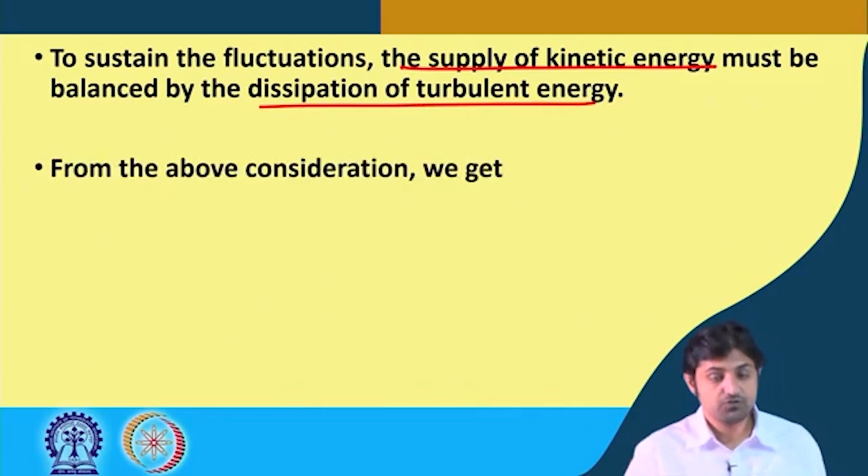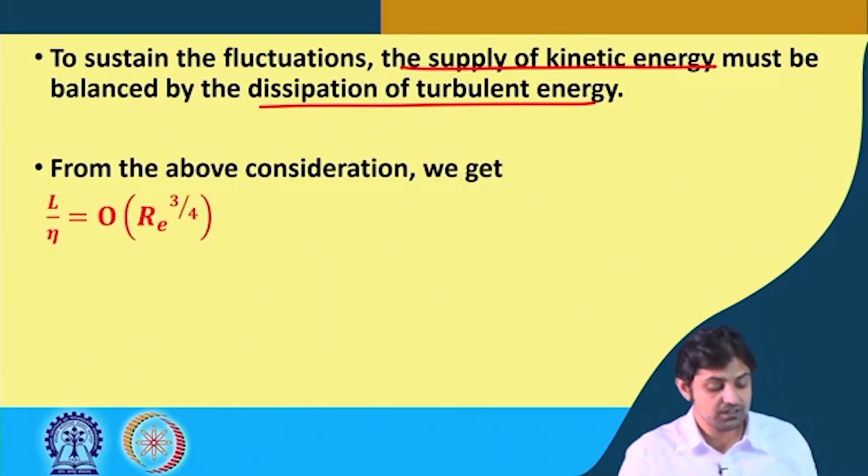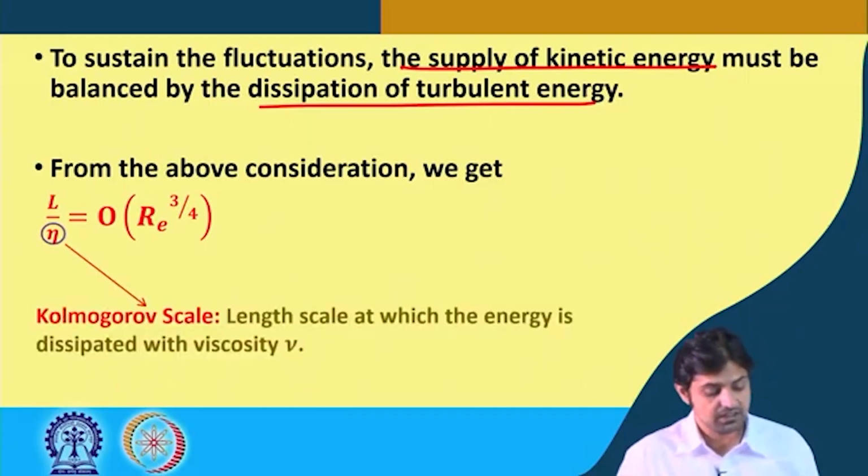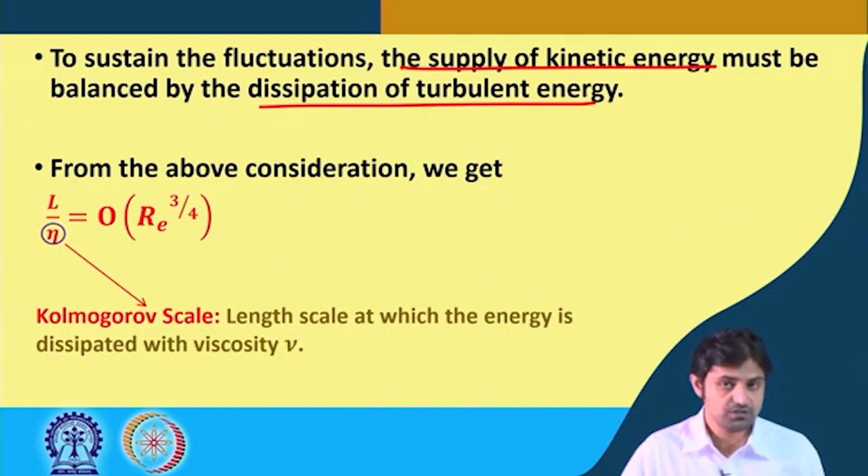Okay. So, from the above consideration, what we get, though the derivation is definitely outside the scope, is that L by eta is of the order of Reynolds number to the power 3 by 4. This has been obtained. And this eta is the Kolmogorov length scale. So, it is the length scale at which the energy is dissipated with viscosity nu. You should remember the order and everything, but the derivation is not required.